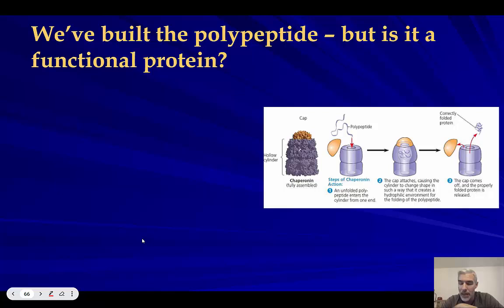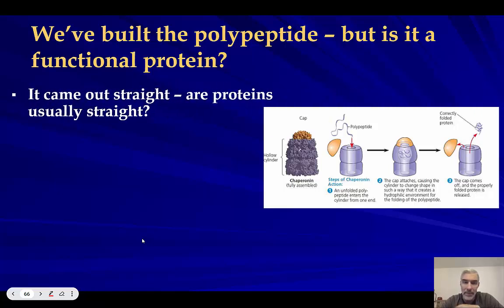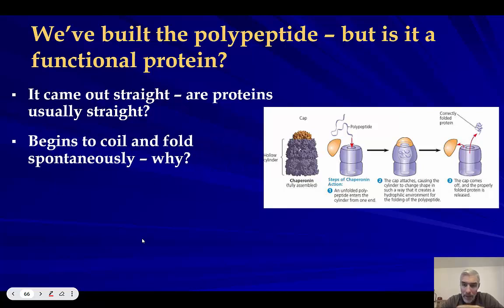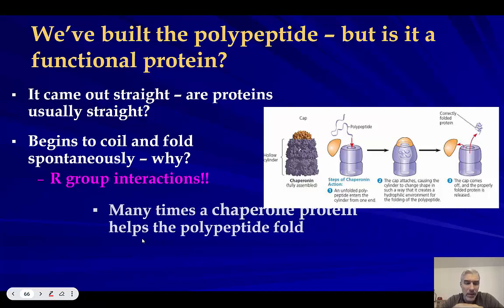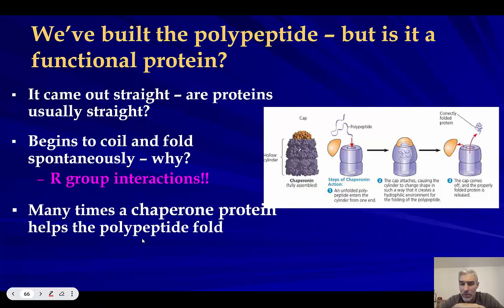So remember, that protein then needs to fold. It comes out straight and uncoiled, but those R group interactions start allowing it to fold, right? Sometimes a chaperone protein, which again provides a specific, usually hydrophobic microenvironment, helps. So it goes in there, it folds a little bit, and then it releases it and it finishes folding after it gets out of there. So then we have a functional protein.